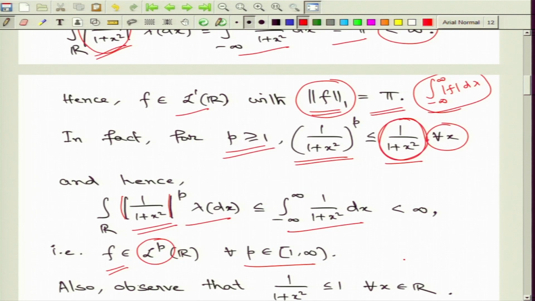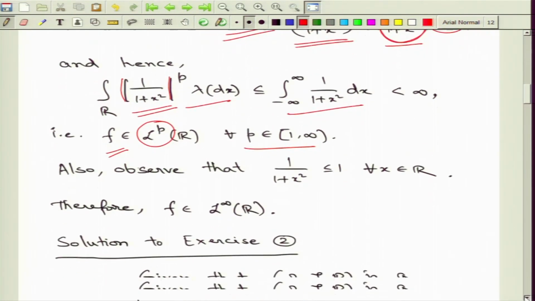Now, with this idea we can also ask what happens for p equals to infinity.